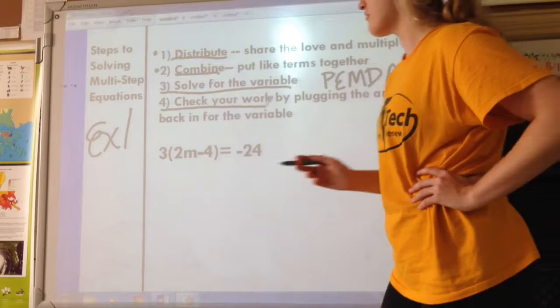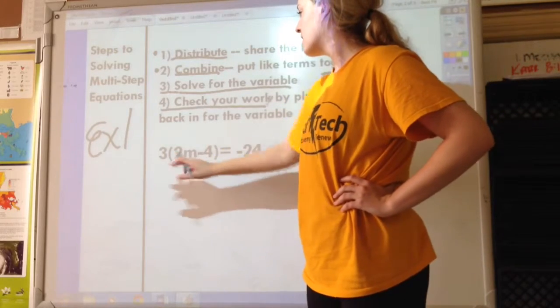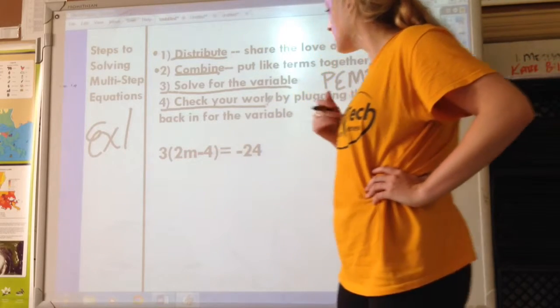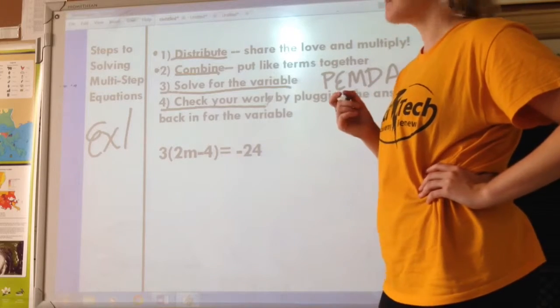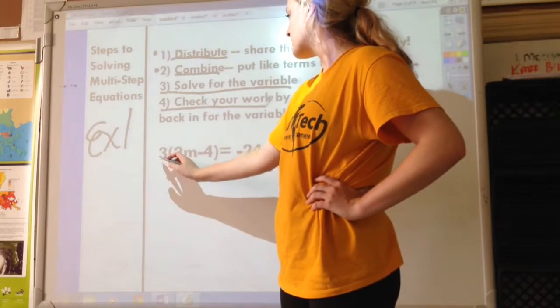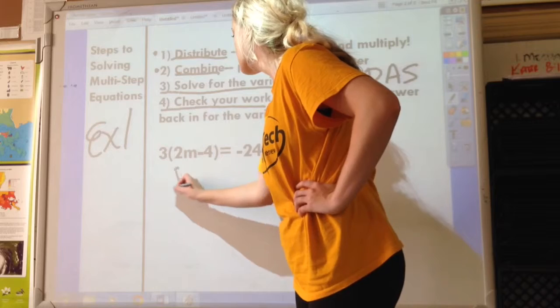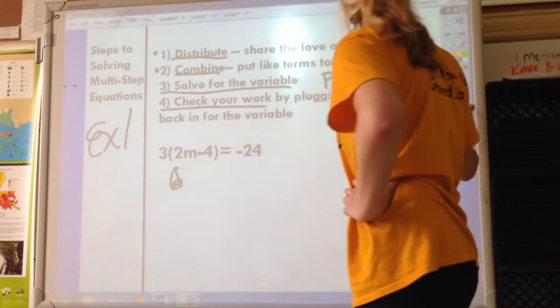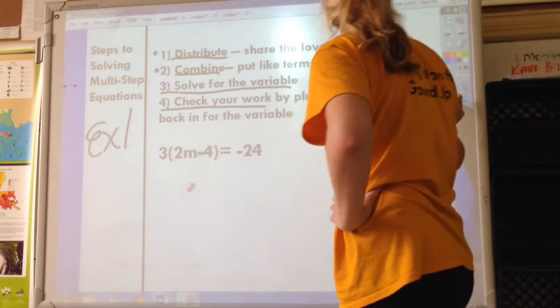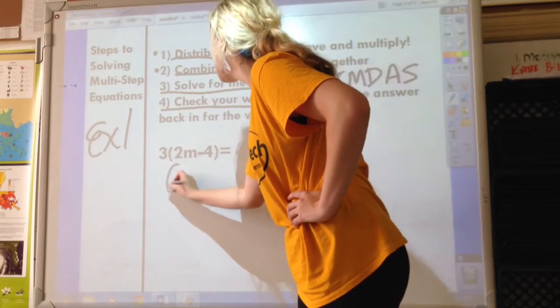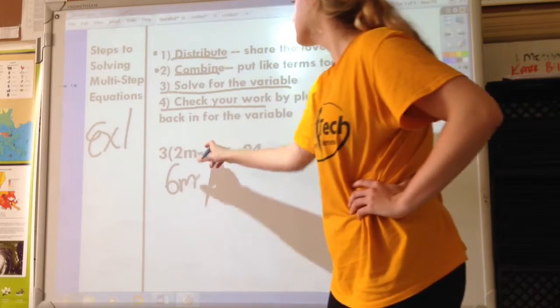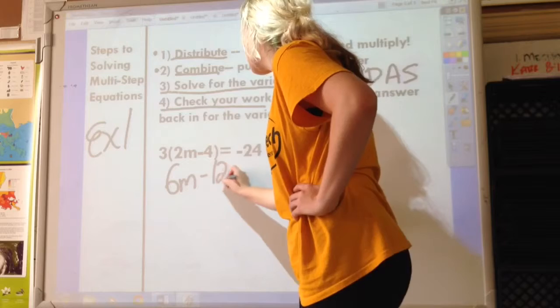So let's go ahead. Our first step, this will be example 1, 3 times 2m minus 4 equals negative 24. Our first step is to distribute. So I'm going to multiply 3 by 2m, which is going to give me 6m. Oops. Pen's going crazy on me right now. 3 times 2m is going to give me 6m, and then 3 times negative 4 is going to give me negative 12.